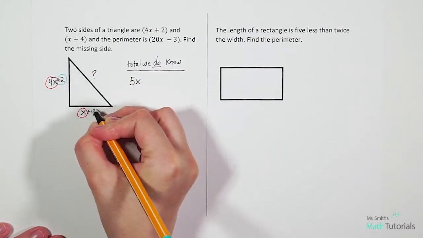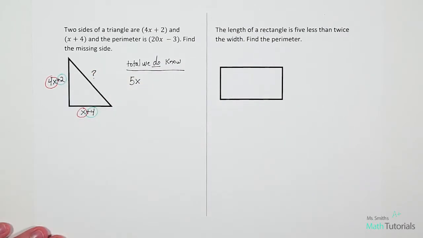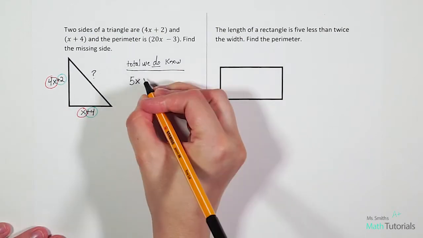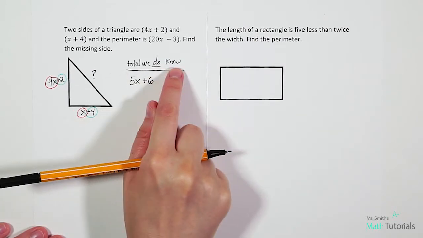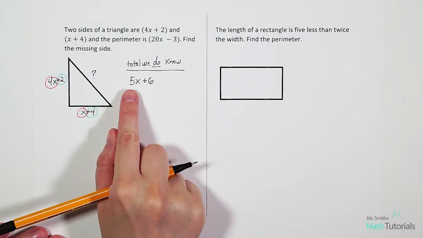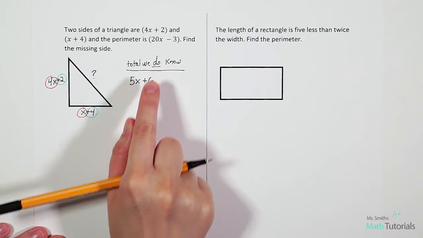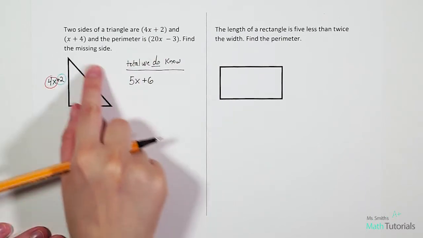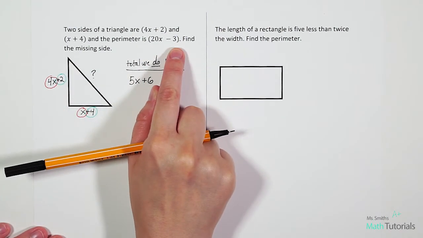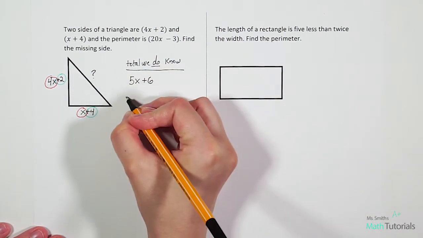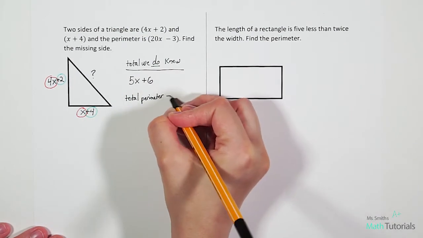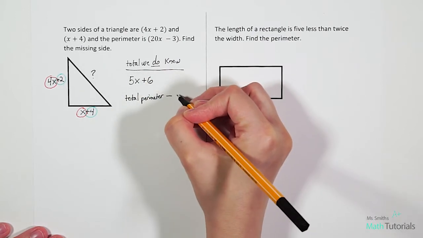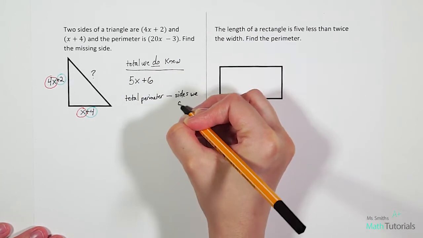So we've got a positive 2 and a positive 4. Those are our like term constants. So 4 plus 2 is a positive 6. Okay, so the total side lengths that we do know are 5x plus 6. And then we know the total of the whole thing is 20x minus 3. So what we can do is we can take the total perimeter and subtract the sides we do know.